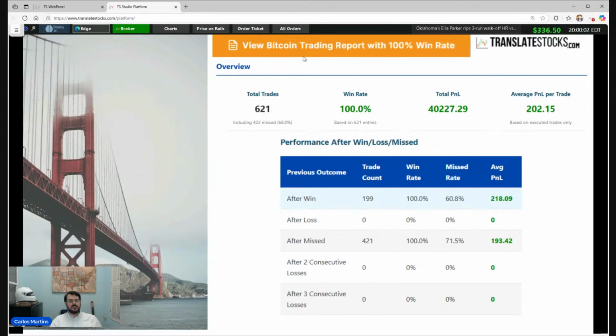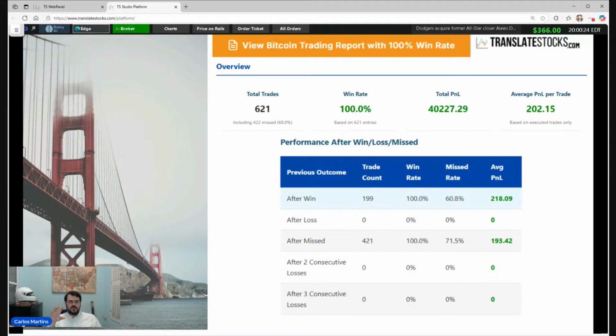We go there with the price on rails. You can see this button here, like 100% win rate. What's crazy about this strategy is that the original strategy is running on the Bitcoin charts. We're not trading Bitcoin, but the strategy is running on Bitcoin charts.